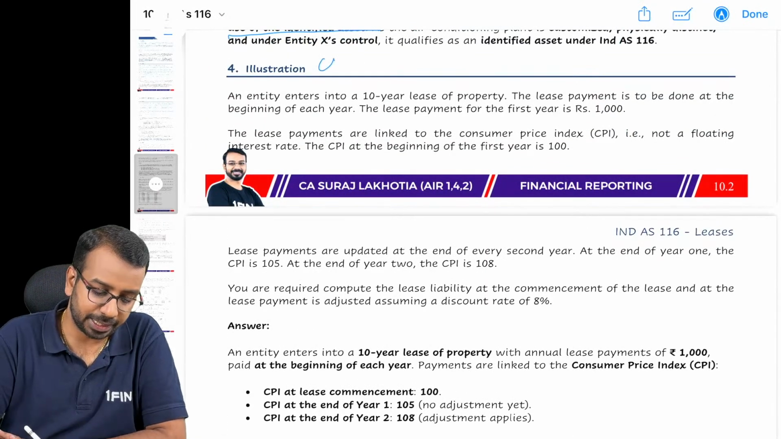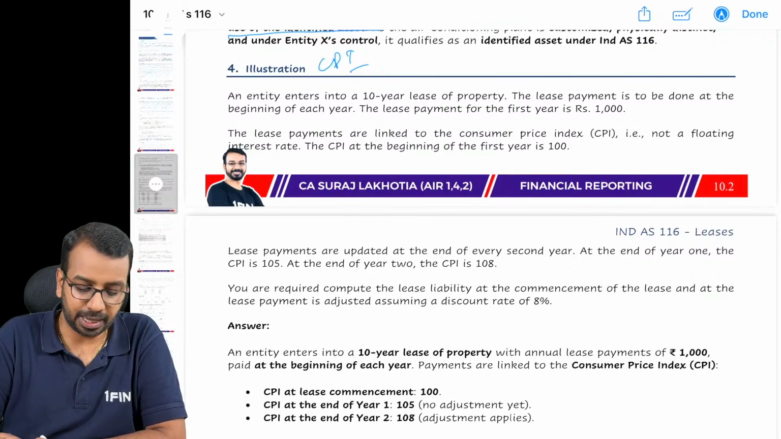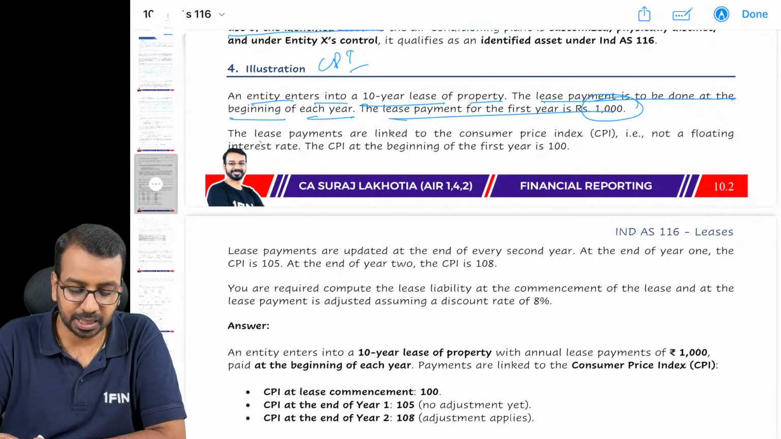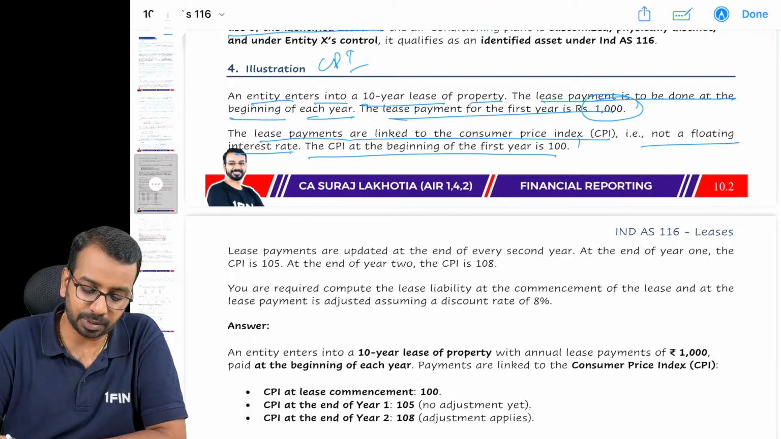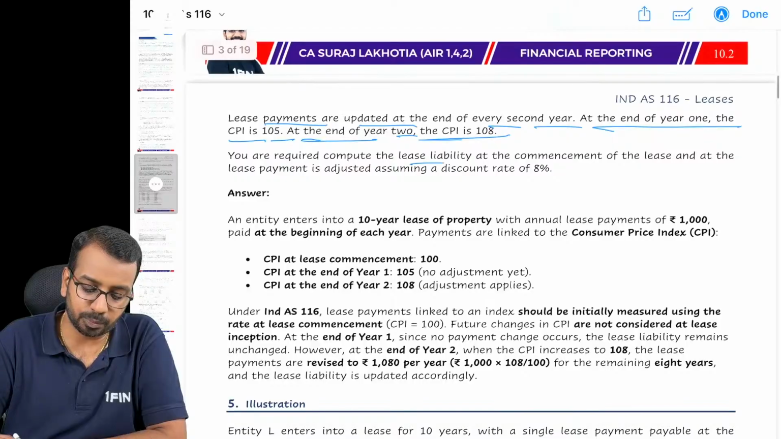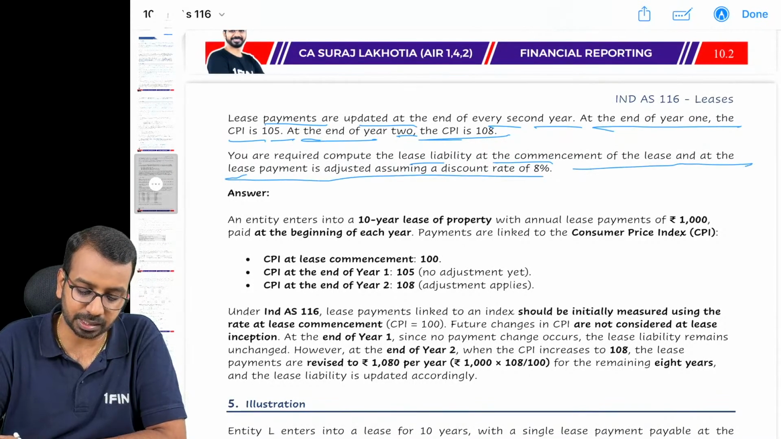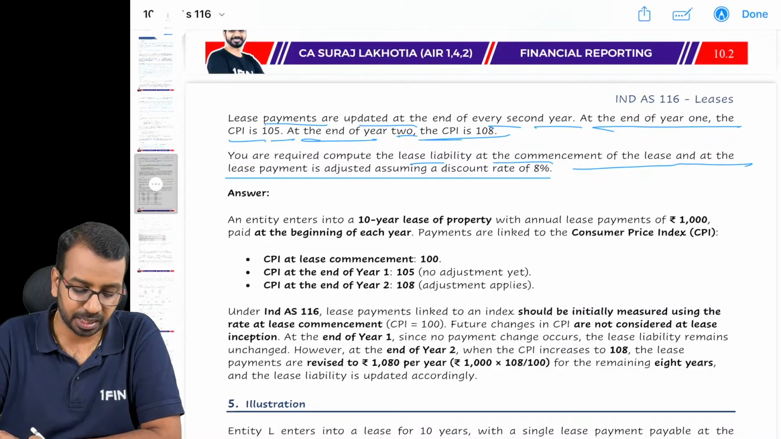This is related to CPI, variable lease payment. An entity enters into a 10-year lease of property. Lease payment is to be done at the beginning of each year. Lease payment for the first year is 1,000. Lease payments are linked to CPI, not a floating interest rate. CPI at the beginning is 100. Lease payments are updated at the end of every second year. At the end of year 1, the CPI is 105. At the end of year 2, CPI is 108. You are required to compute the lease liability at the commencement of the lease and when the lease payment is adjusted, assuming discount rate is 8%.